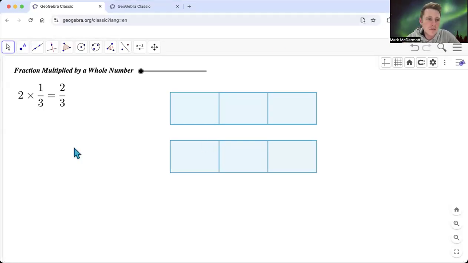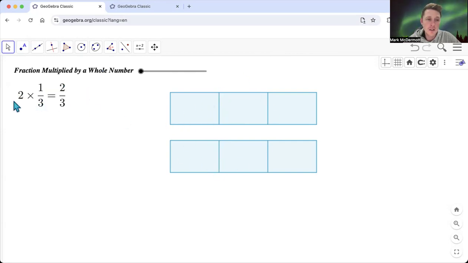All right, so just looking at multiplying a fraction by a whole number. There's a few ways we can think about this, so let's jump into it. If we had something like 2 multiplied by 1/3, the answer is 2/3, but let's just have a think visually why that might be the case.